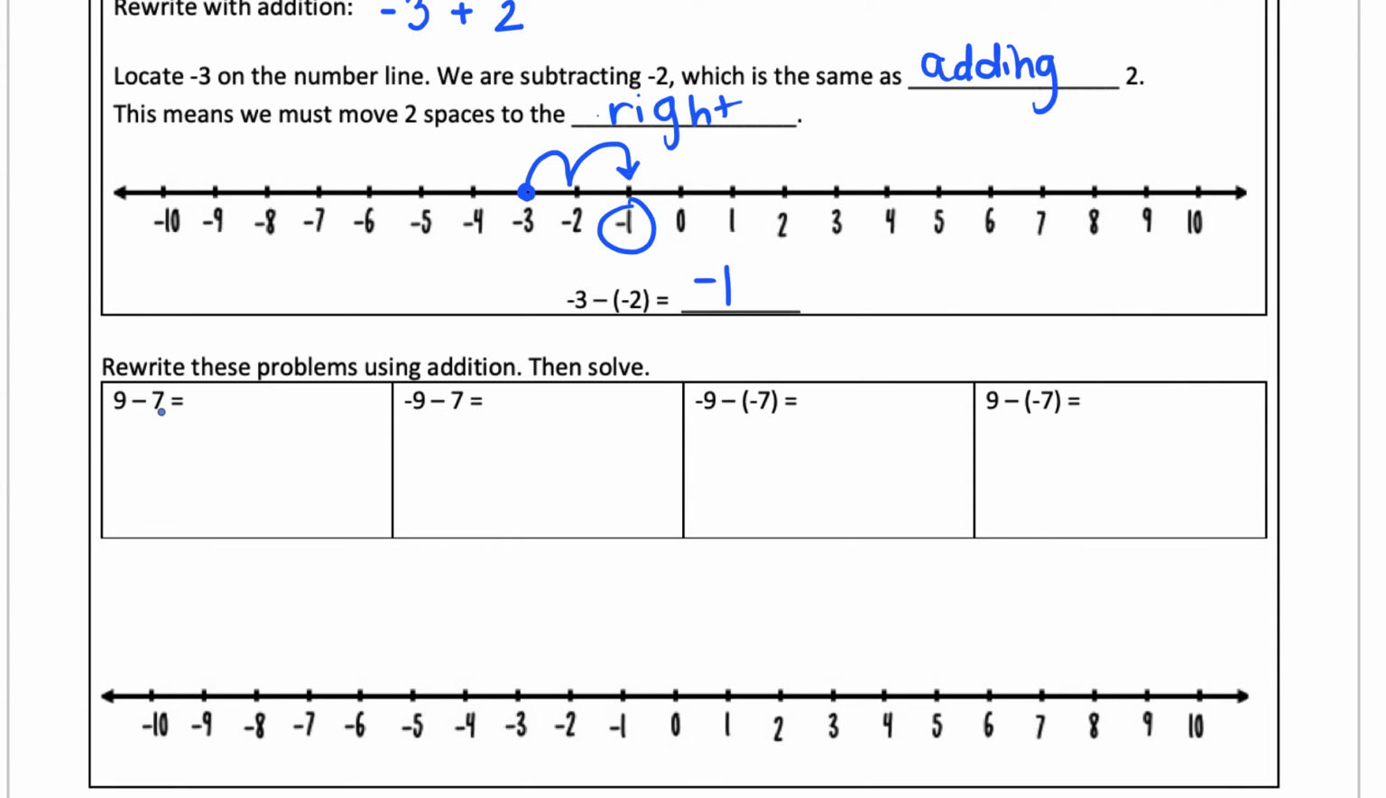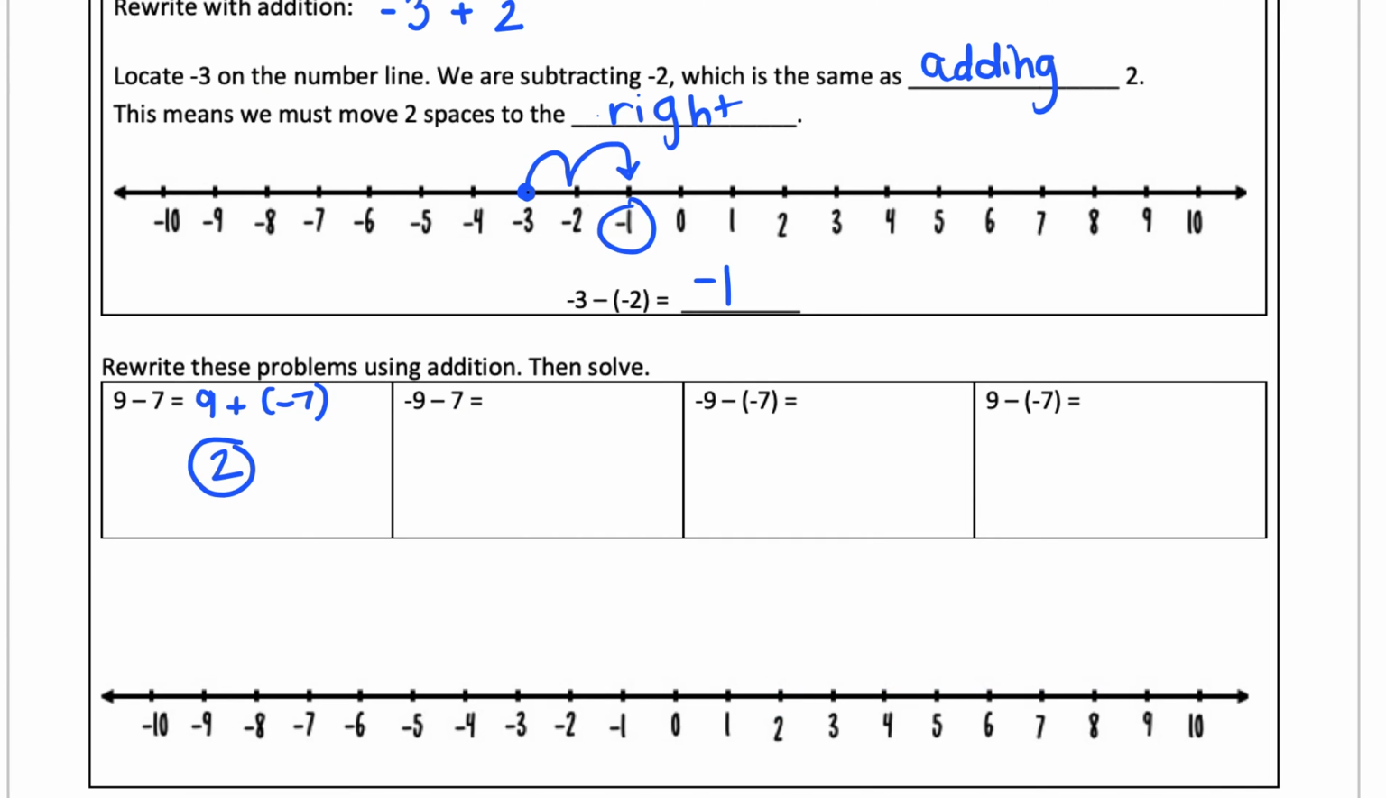For 9 minus 7, if we want to rewrite this as addition, we would have 9 plus the opposite of 7, which is negative 7. So if I'm adding numbers with different signs, I take their difference, so 9 minus 7 is 2, and then I keep the sign of the larger absolute value. There were more positive things here because 9 is the larger absolute value, so my answer is 2. Or we could have just talked about how if we have 9 and we subtract 7, we'd be moving 7 spaces to the left and we end up with 2.